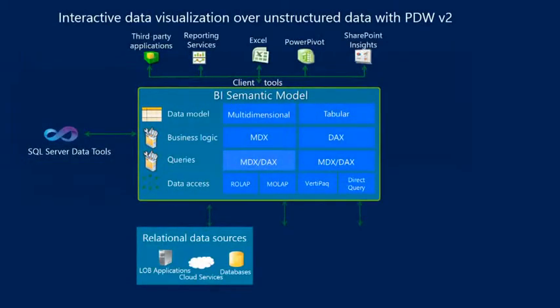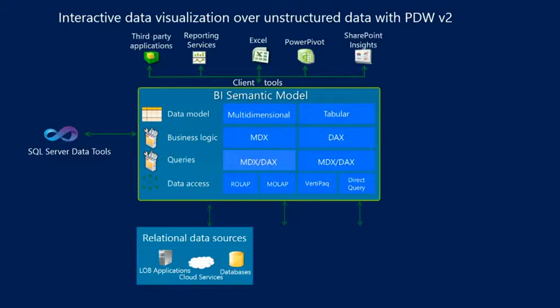Okay. So one of the key things is that we released Parallel Data Warehouse 2012. This is a BI semantic model slide. You can create two different types of BI semantic model: one is multidimensional, one is tabular. This session was most focused on tabular.